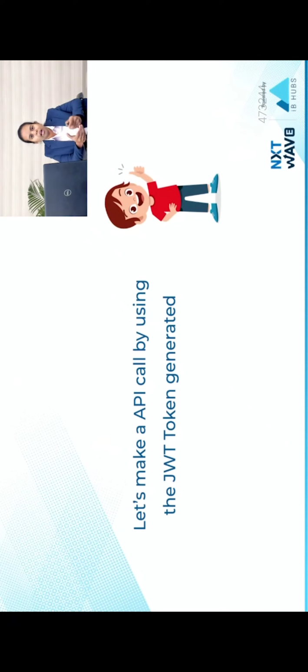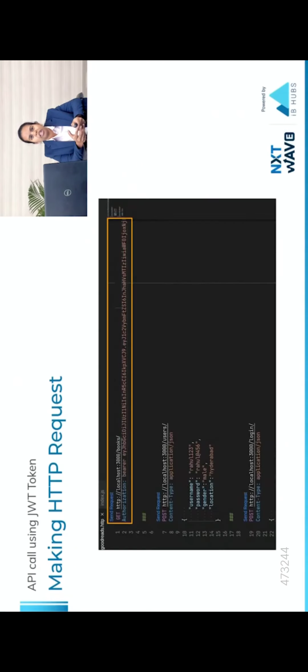As we have seen, we have made an API call using the JWT token generated, and we have got a response in this manner. In case the token that we provided was invalid, you have seen that we got a message saying invalid JWT token. Okay.